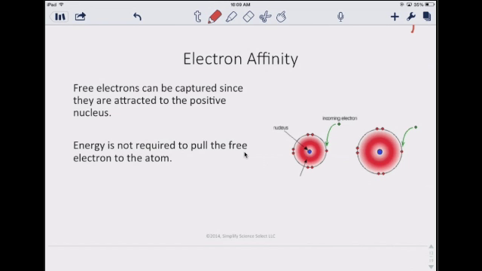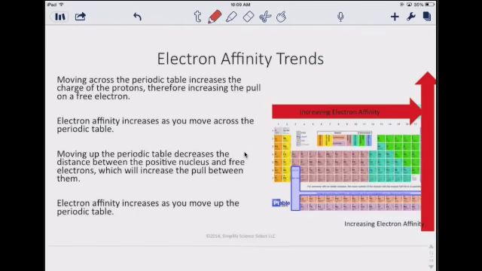Next periodic trend that we have is electron affinity. Now electron affinity, free electrons can be captured since they are attracted to a positive nucleus. So with electron affinity, energy is not required to pull the free electron to the atom. So what happens is electron affinity is the energy that we have when an electron is captured. Okay, so it's captured and we have an energy there. Okay, now electron affinity trend.